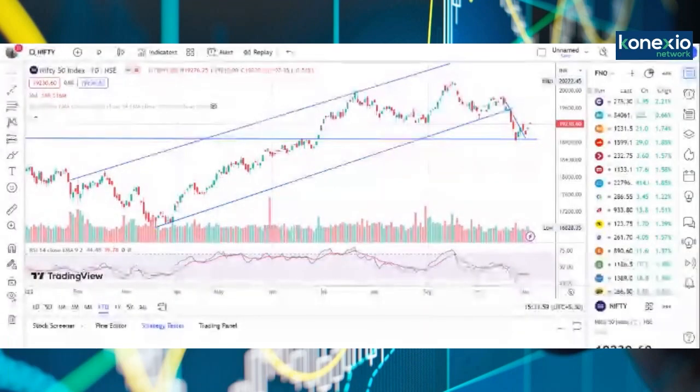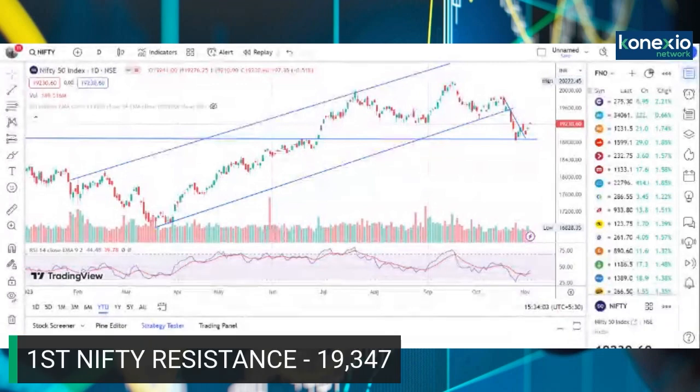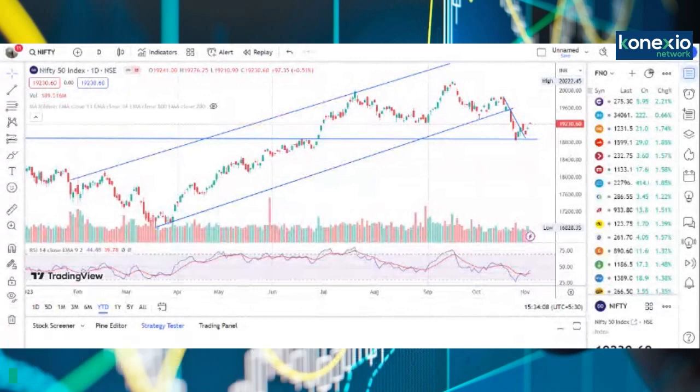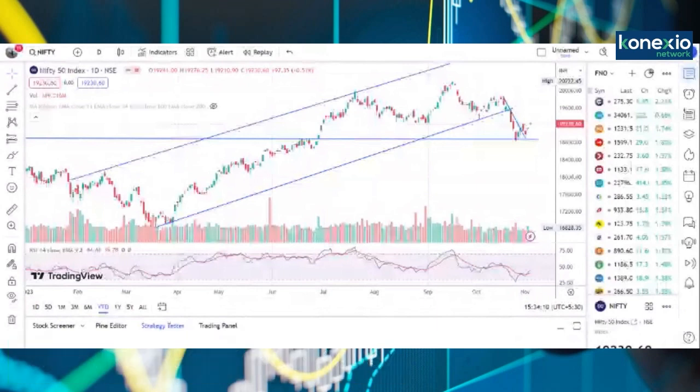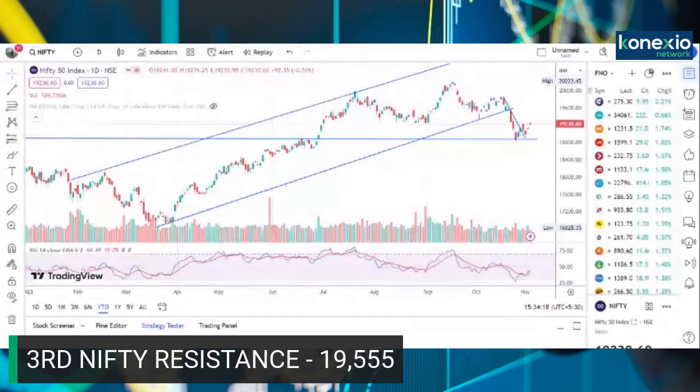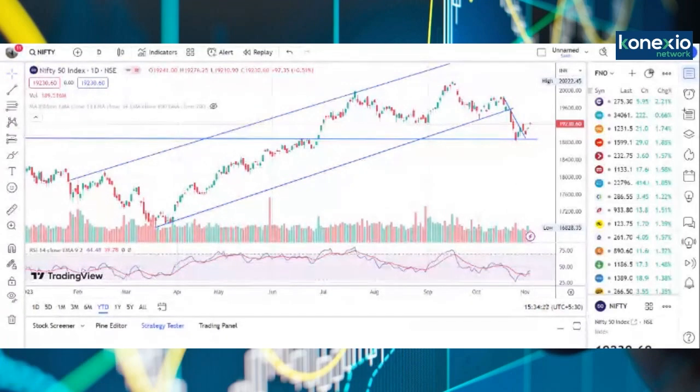Whereas on the upside, the first resistance is placed at 19,347. Above that, the second resistance is placed at 19,457, and above that, the third resistance is placed at around 19,555. These are the important support and resistance levels in Nifty for the next week. Looking at the charts, specifically the weekly charts, the view is any dips should be used as a buying opportunity.